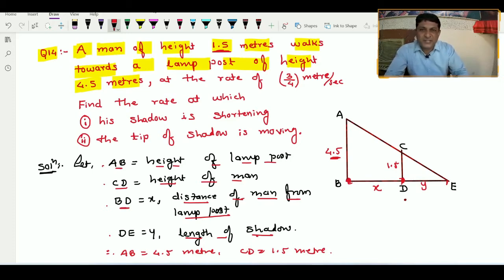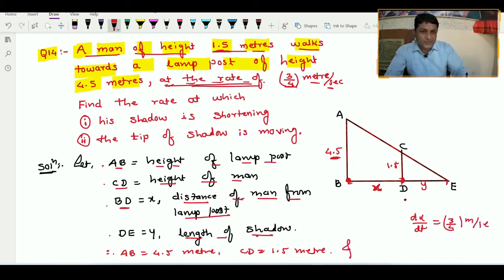Now here it is given to us that a man of height 1.5 meter walks at the rate of 3/4 meter per second. Means if the man is walking, which value is changing? X is changing, and this change in X with respect to t will be equal to 3/4 meter per second. This is the given condition. So here we are writing dx by dt will be equal to 3/4 meter per second. This is the given condition.